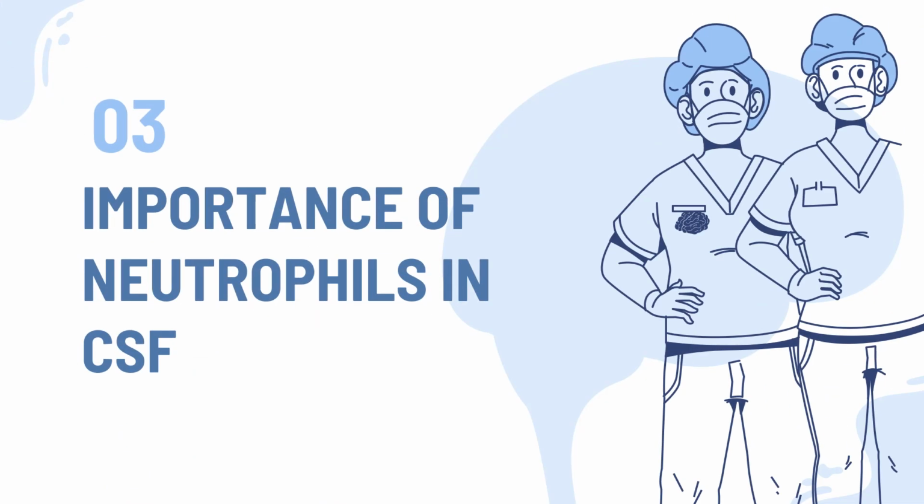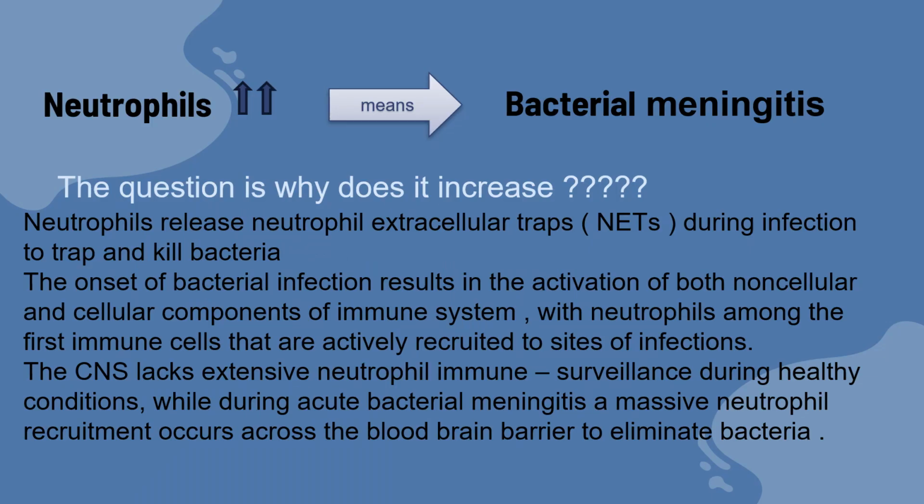The importance of neutrophils in the CSF. As we know in diagnosing, the findings of the cerebrospinal fluid in this case showed a high number of neutrophils, and this means that the type of meningitis is bacterial meningitis and not any other type. It's septic or bacterial meningitis.